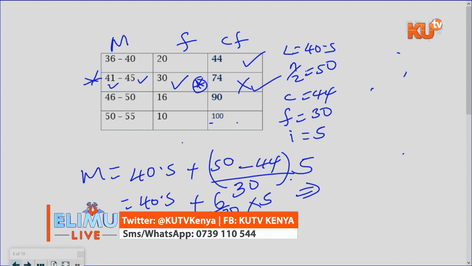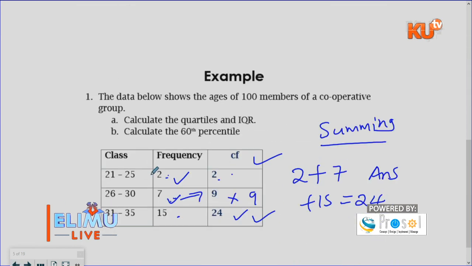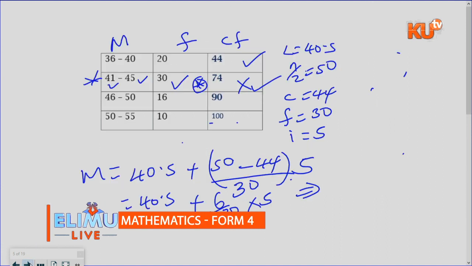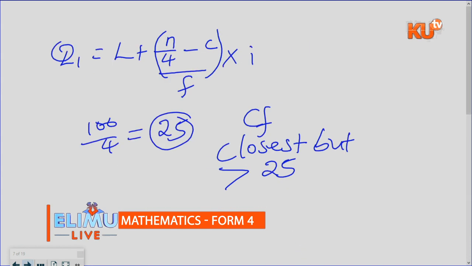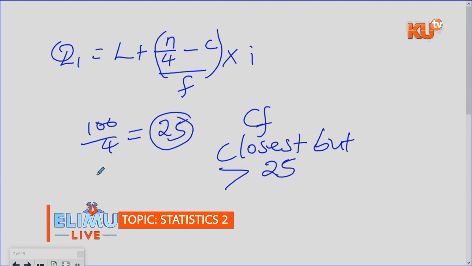If you go back to our data, we are looking for a CF which is closest but greater than 25. You can see 44, 74. We go back a bit and you get another CF of 24. So we have 24 and 44. Which one do we take? We cannot take 24, because the second condition is that it must be greater than 25. So we take the CF which is 44.